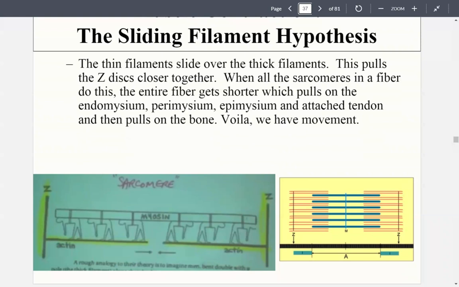This in turn is going to pull on the endomysium, then the perimysium, and finally the epimysium, and then the attached tendon. And this in turn is going to pull on the bone, and we will have movement. Now, one fiber is not going to be enough, but we'll talk about that in a bit.